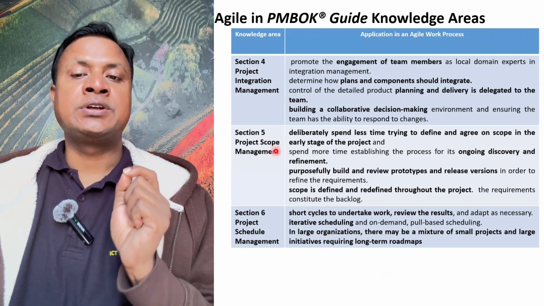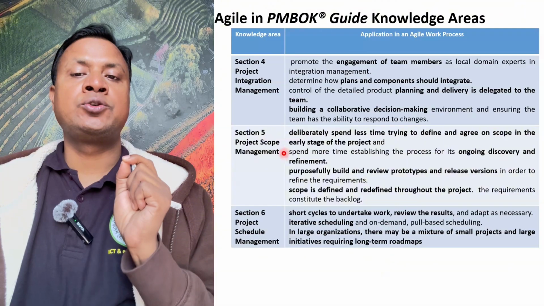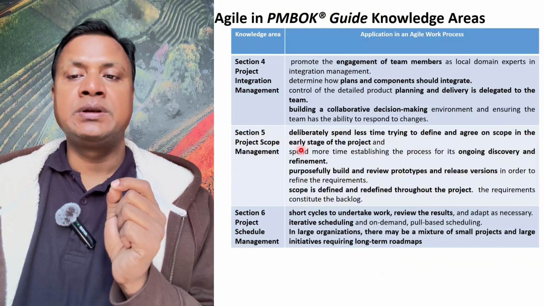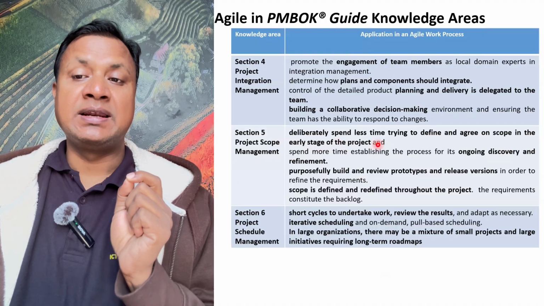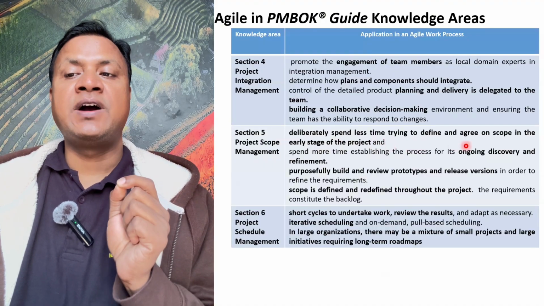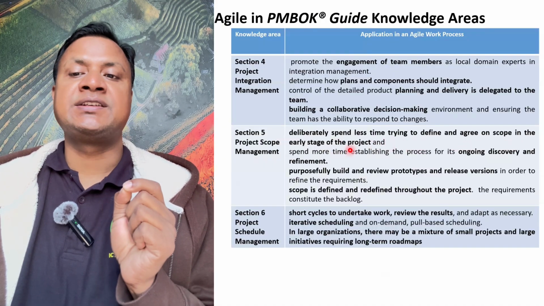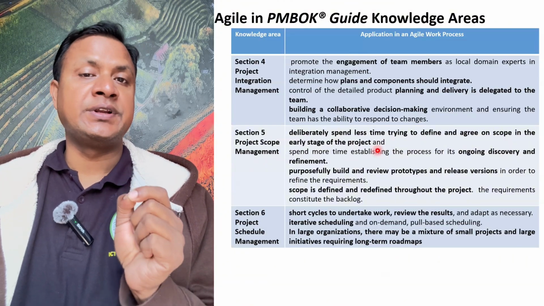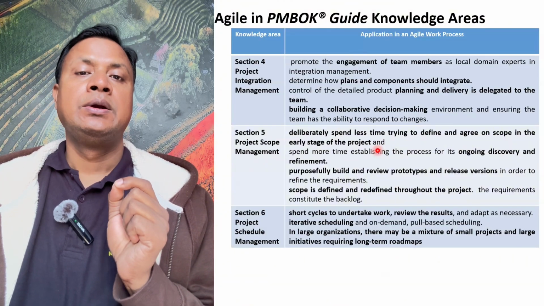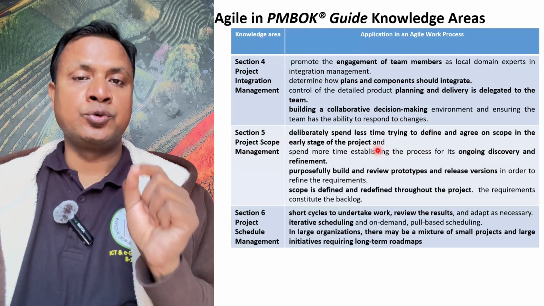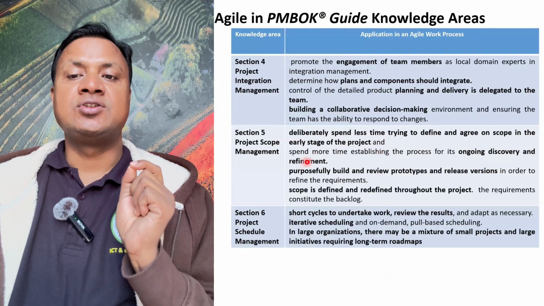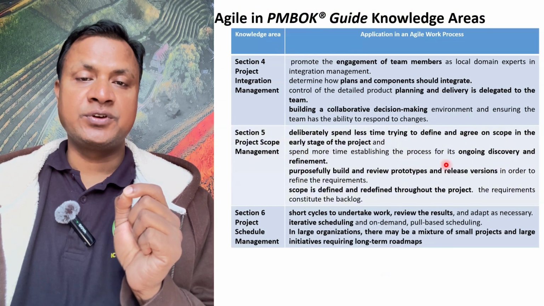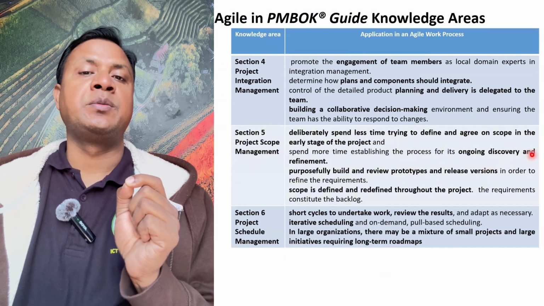Number 5 is project scope management. To make proper scope management, we deliberately spend less time trying to define and agree on the scope in the early stage of the project. At the beginning, we do not go for details because it's agile. We can do it later through change. We spend more time establishing the process for its ongoing discovery and refinement.